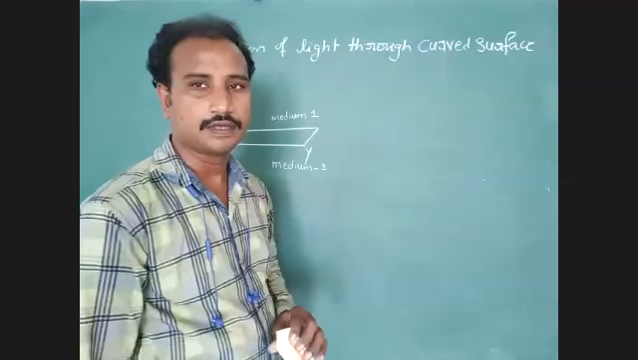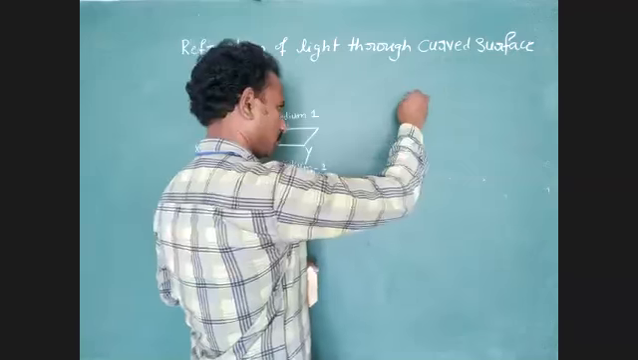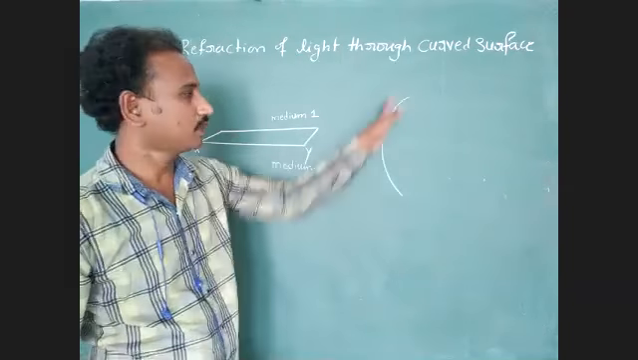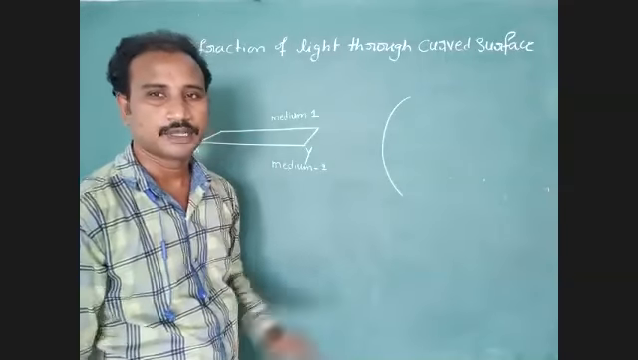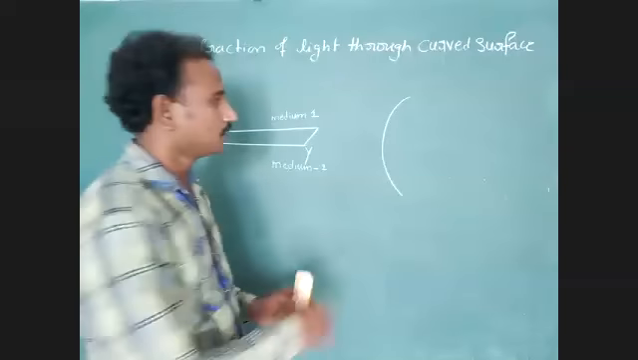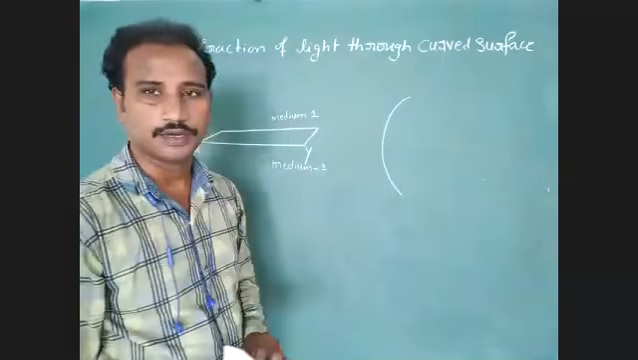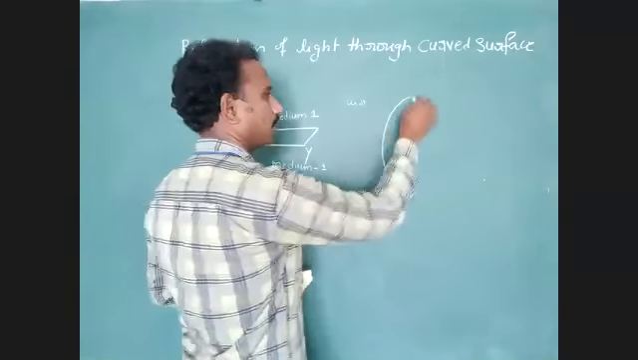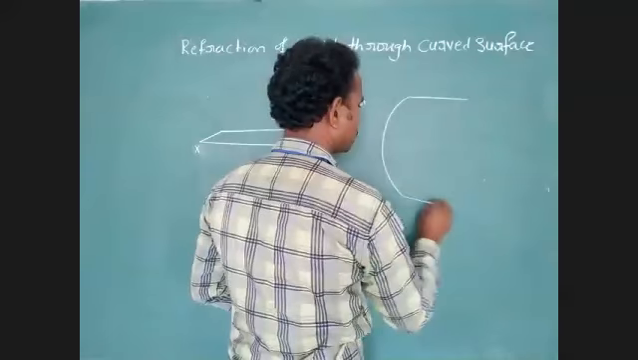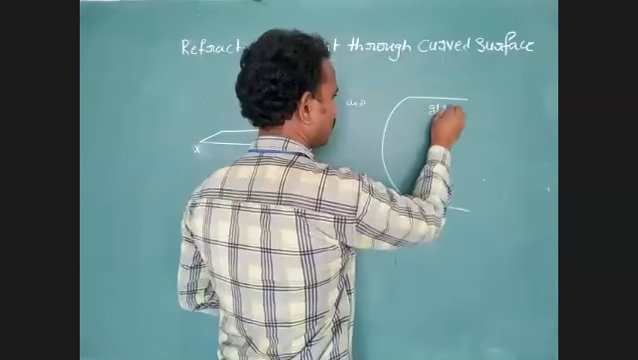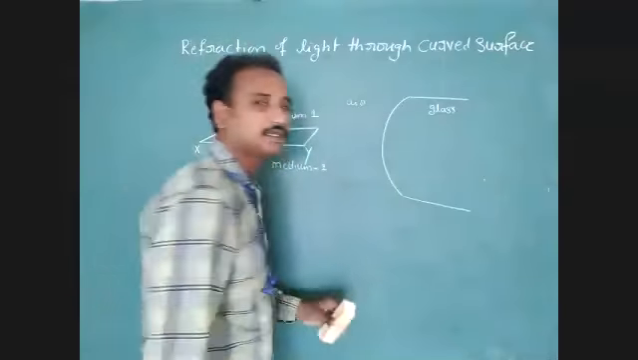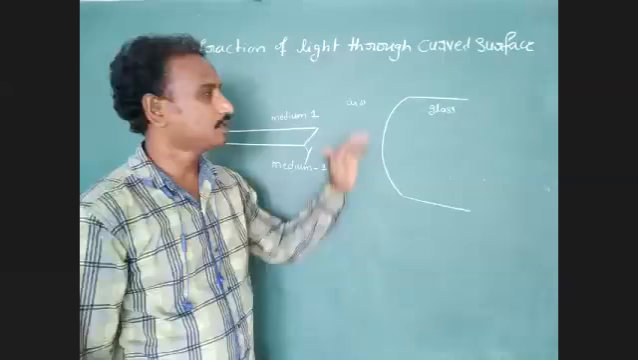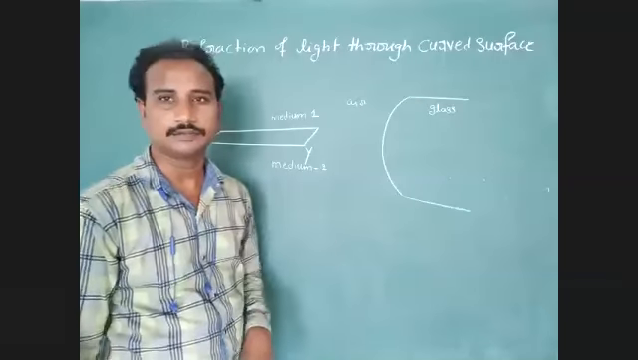The next one, we consider another refracting surface. Just identify that the surface is a curved surface. This curved surface separates the two mediums. One medium is the air medium, another medium is the glass medium.